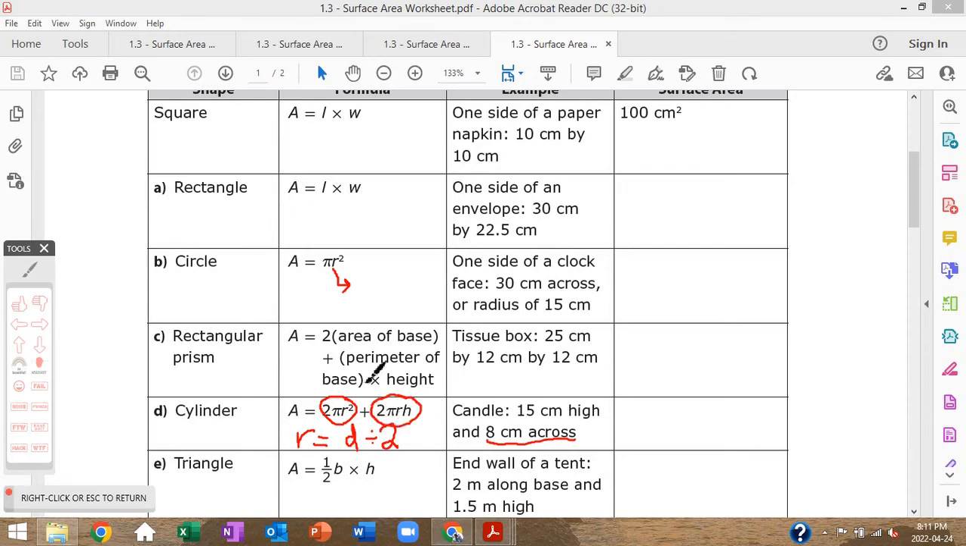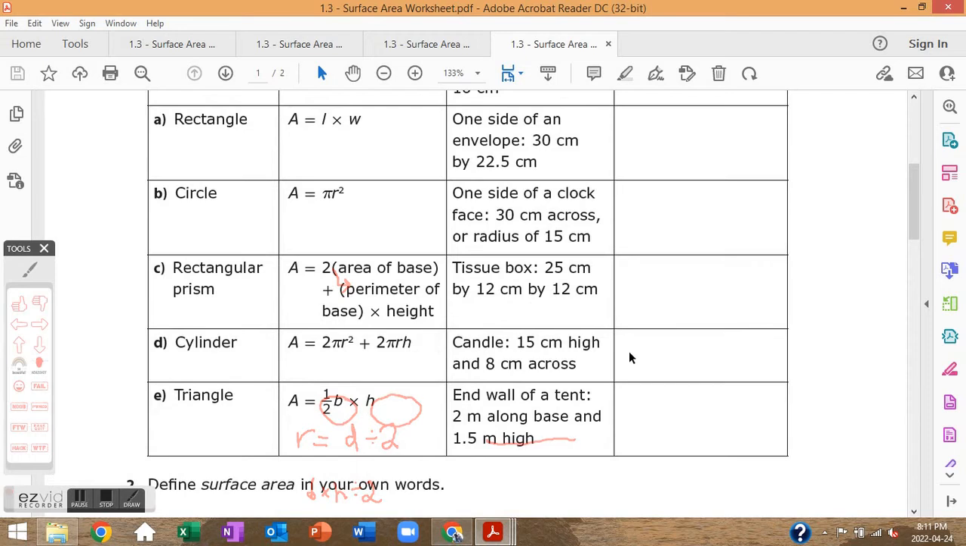Okay, triangle: 1/2 times the base times the height, or base times height divided by 2. That works too. Mathematically it is the same thing. So a couple hints for the first page, anyways. Base times height divided by 2. That's what you're doing mathematically, anyways. There we go. Okay, let's move on here.